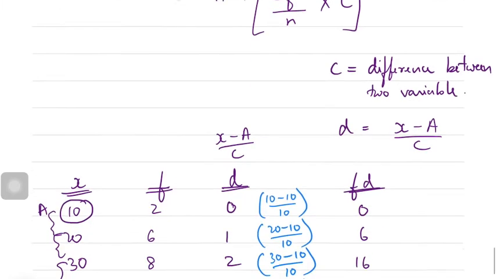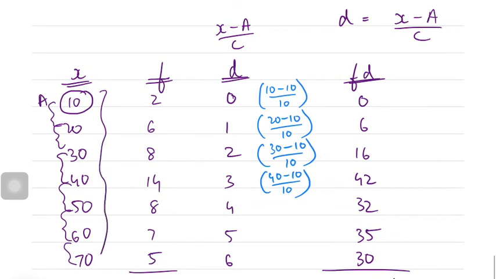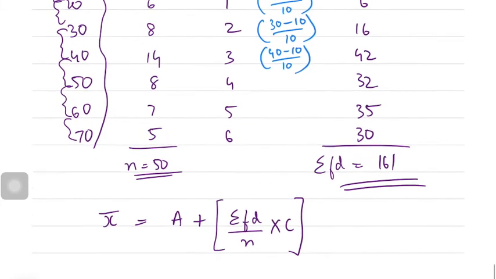Okay. A, you can take any number. You can choose any number from x and make it a. So the best thing is to take the smallest number as a. That makes your calculation easy.